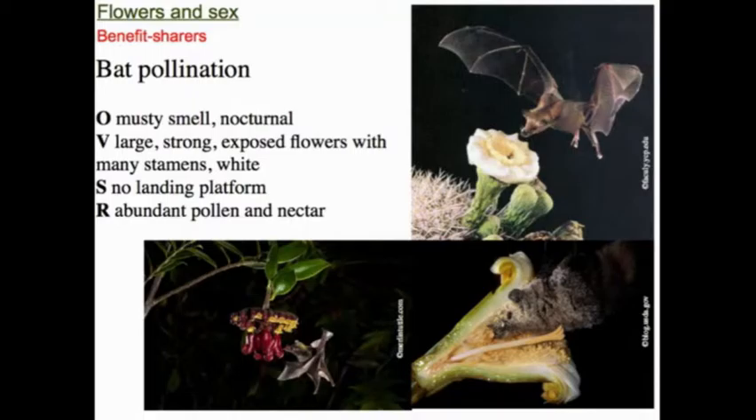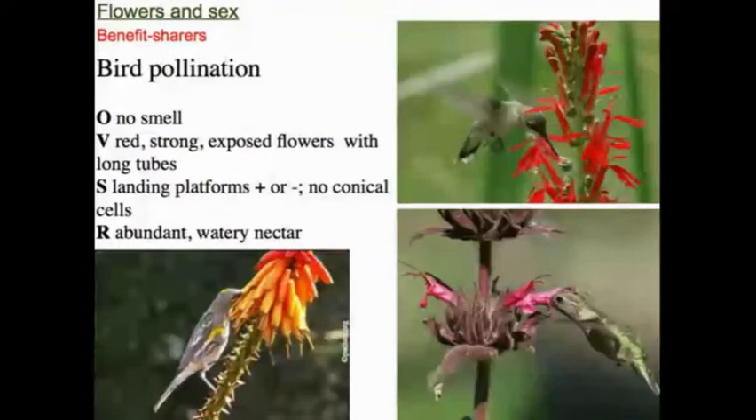So the last example is bird-pollinated flowers. And bird-pollinated flowers are usually red, because birds can see in the red spectrum, red or orange or highly colored, and they have long tubes. And some have a perch, landing platforms where the bird can sit and sip the nectar. But in South America especially, where there are only hummingbirds, the birds have to hover in front of the flower to pollinate. So nectar will be abundant here and will be the reward.